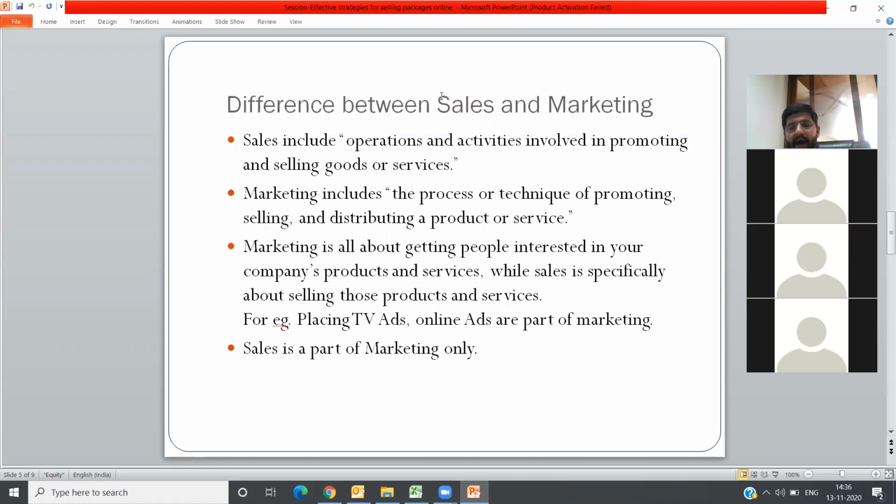Placing TV ads and online ads are part of marketing. You can also say sales is a part of marketing only. Marketing is a big domain and sales is a subdomain. Every company has to achieve sales to survive, month on month, year to year. If we are not generating sales at the end of one month, two months, or six months, everyone has to shut down. They can't solely rely on marketing efforts only.